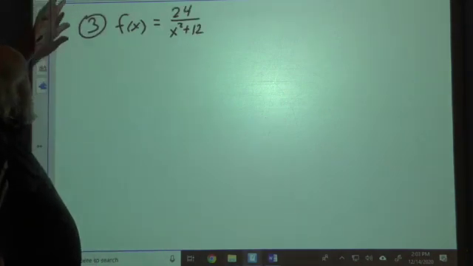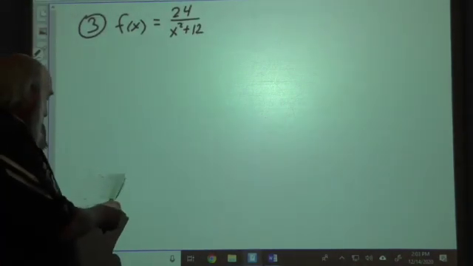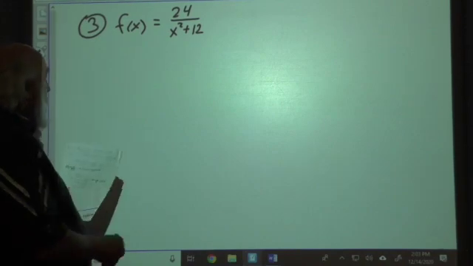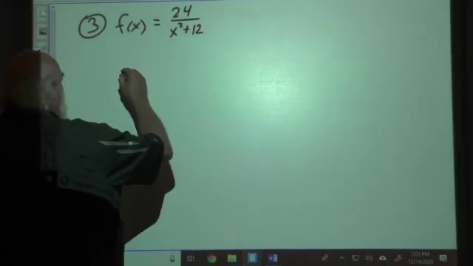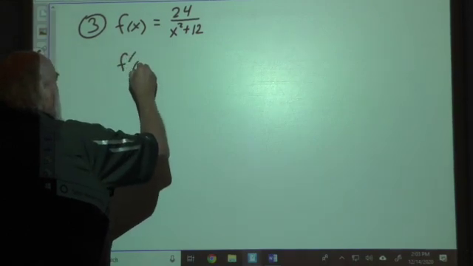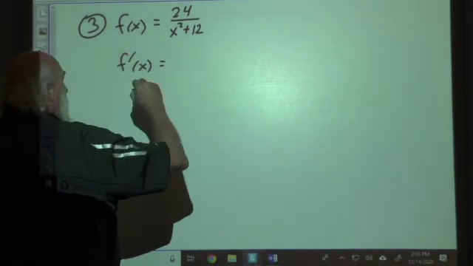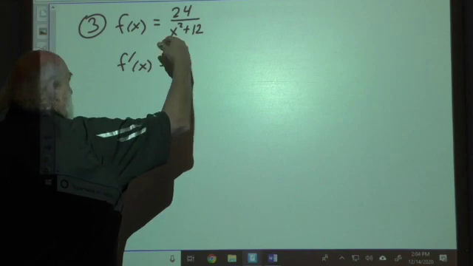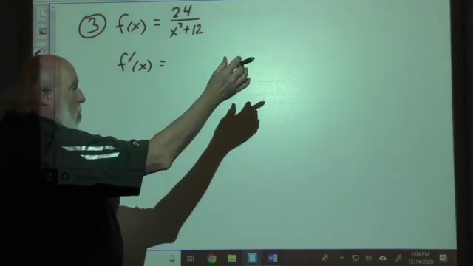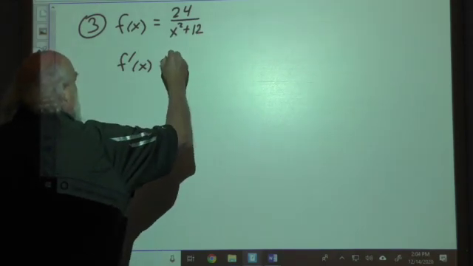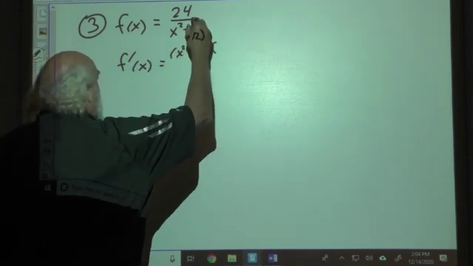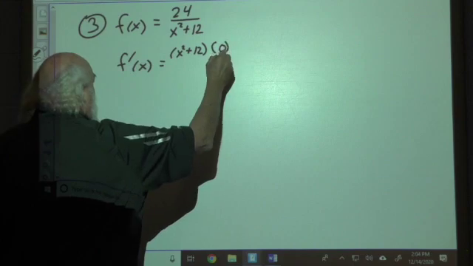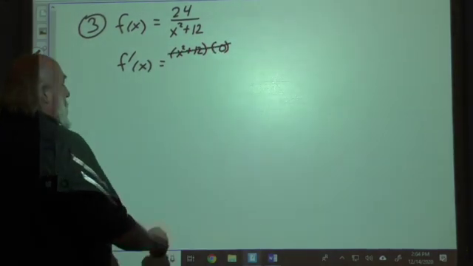Okay, let's take a look at number 3 on page 195. This is a little bit more of a challenge. There are all kinds of things going on here, so we're going to take the first derivative. I'm going to use the quotient rule for this. So this will be x squared plus 12 times the derivative of 24, well, the derivative of 24 is 0. That just basically cancels out.